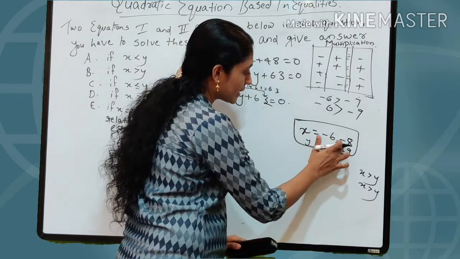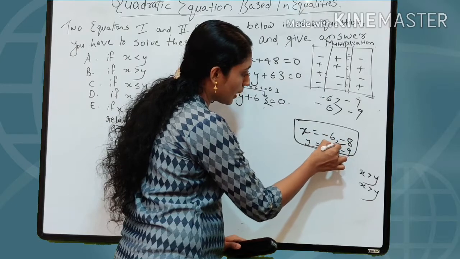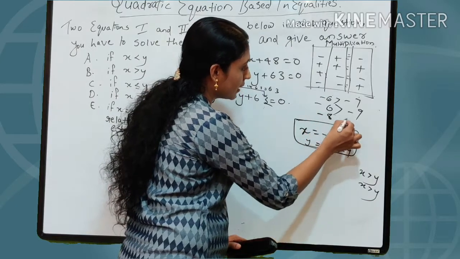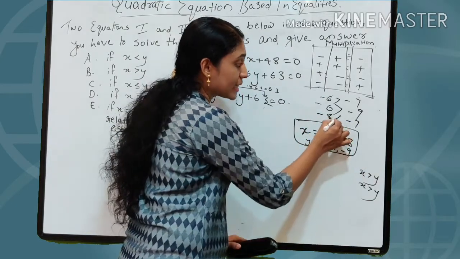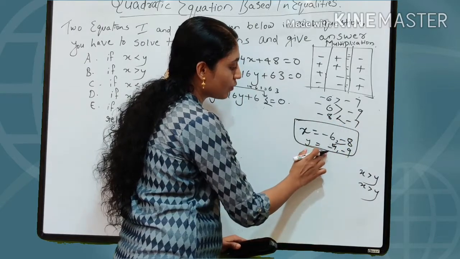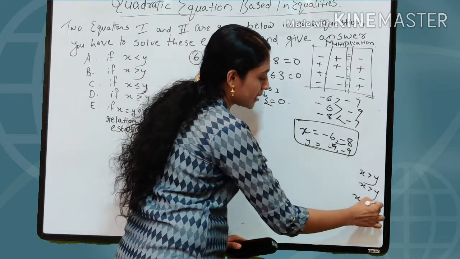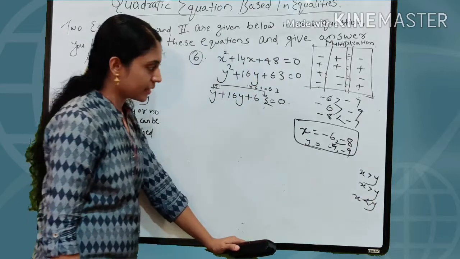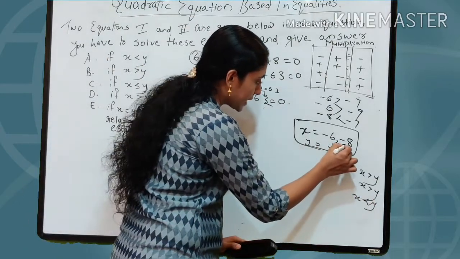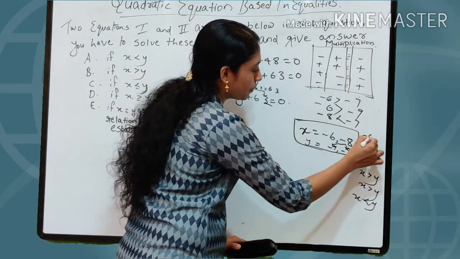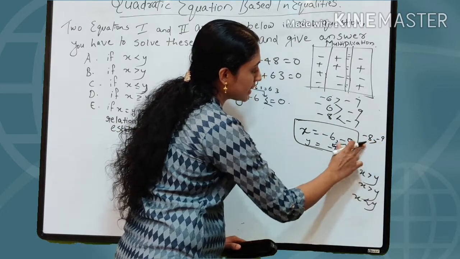Next, you compare minus 8 with the y values. When you compare minus 8 and minus 7, which one is greater? Minus 7 is greater, right? That is y is greater. X is less than y, or y is greater than x. When you compare minus 8 and minus 9, which one is greater? Minus 8, that is x is greater.